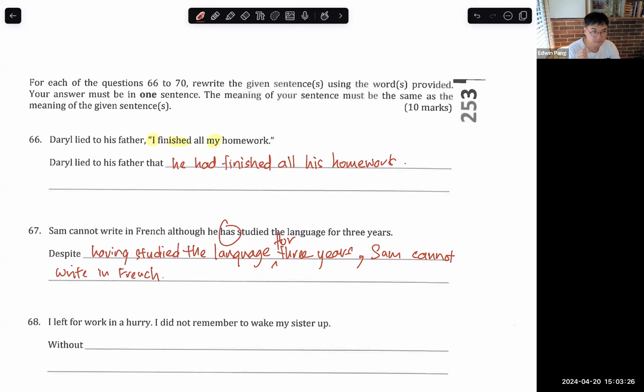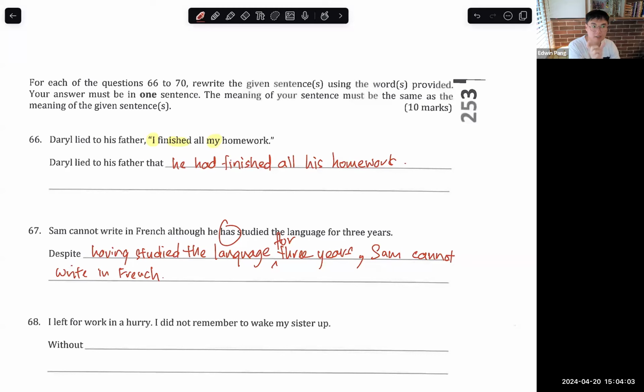cannot write in it carries ambiguity, right? So you cannot swap the language and French, because there's some ambiguity there. So despite having studied the language for 3 years, Sam cannot write in it cannot work because the same idea of the main clause containing all of the proper nouns has been broken. So it cannot be it because that's the main clause. Sam cannot write in French. That makes sense. Sam cannot write in it, or Sam cannot write in the language, doesn't make sense because I don't know what is the language.